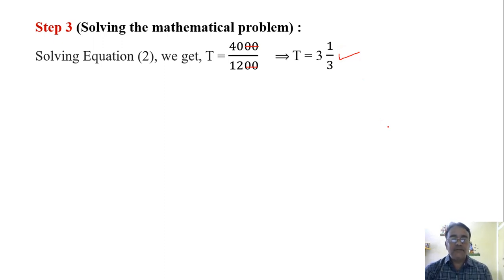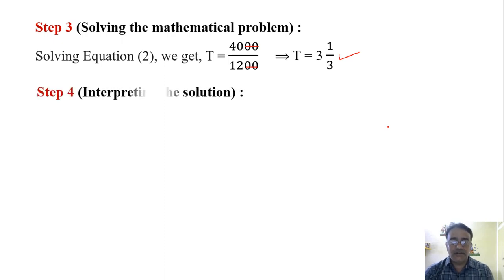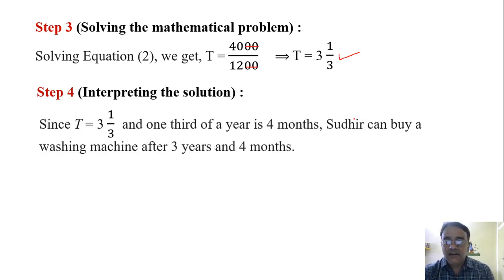Now we'll move towards step number 4. We'll interpret the solution. 3 and 1/3 of a year. 1/3 of a year is 4 months. So that means Ajay can buy a washing machine after 3 years and 4 months. Now, is this possible in a real life situation?